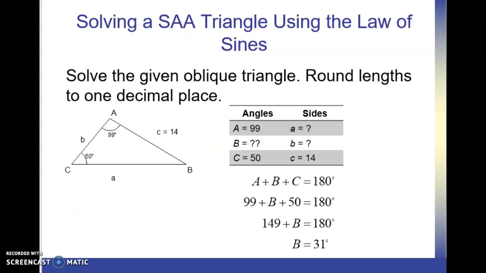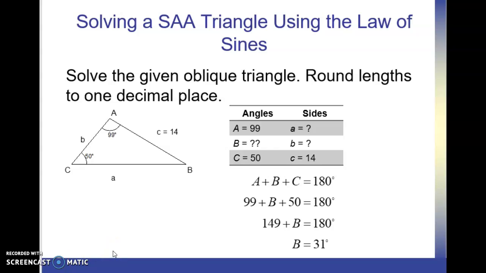Looking at an example of solving a triangle. First, let's talk about what it means to solve a triangle. To solve a triangle means when you finish the problem, you will know the measure of all three angles and the length of all three sides.